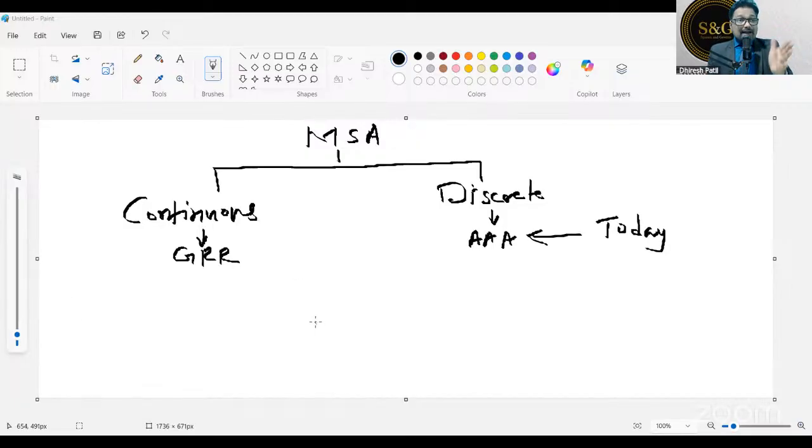But apart from that, there is a second type of data, which is called discrete data. Discrete data is like pass, fail, accept, reject, go, no go, male, female. That kind of data is called discrete data. In that kind of data, we go for attribute agreement analysis. Are you clear? Just type yes in the chat box.